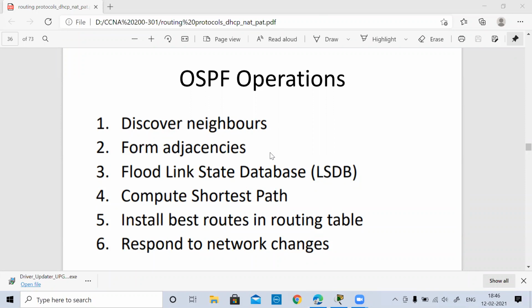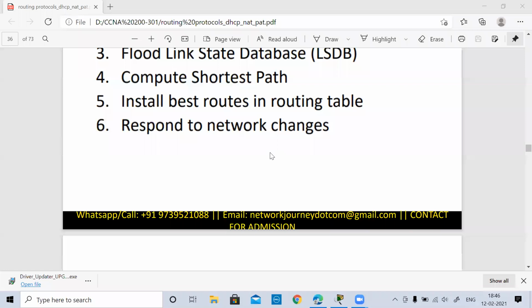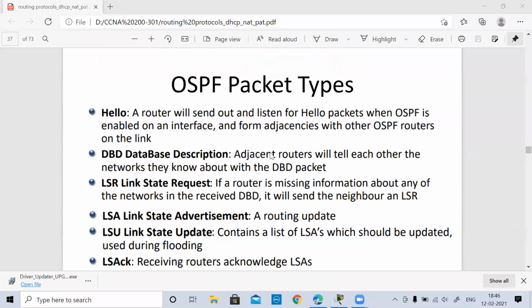Okay, so initially at the very beginning, it doesn't start exchanging the link state database. It is forming the neighborship with the routers. Neighborship means that by sending the hello packets, it is trying to establish the neighborship. So these are the different packets as I mentioned. The first one is the hello packet. The router will send out and listen for hello packets when OSPF is enabled.